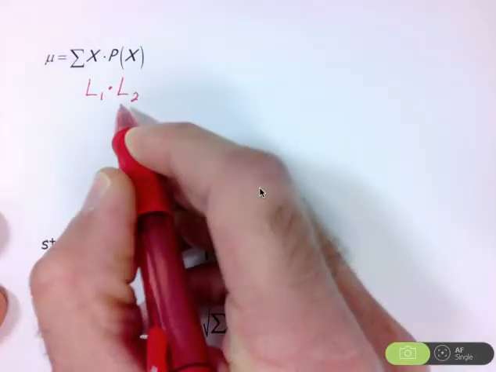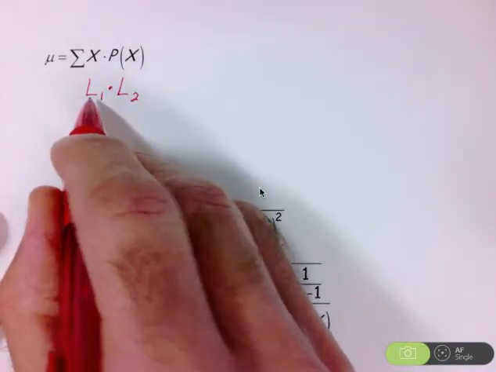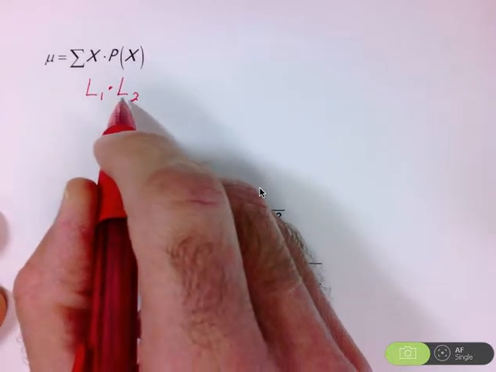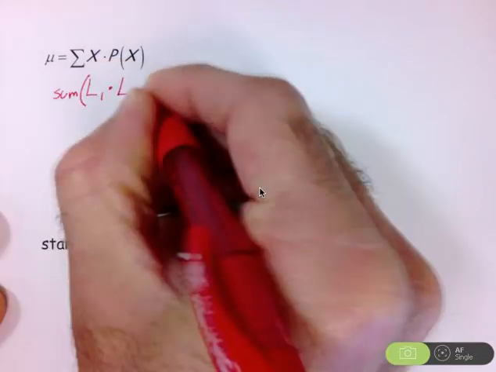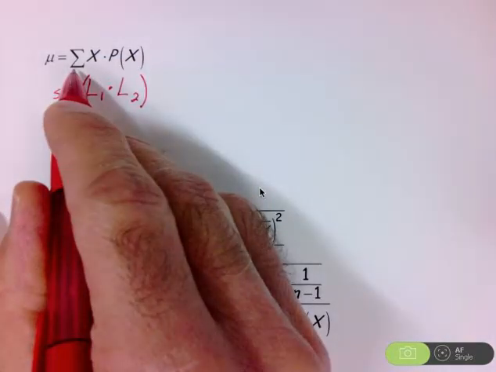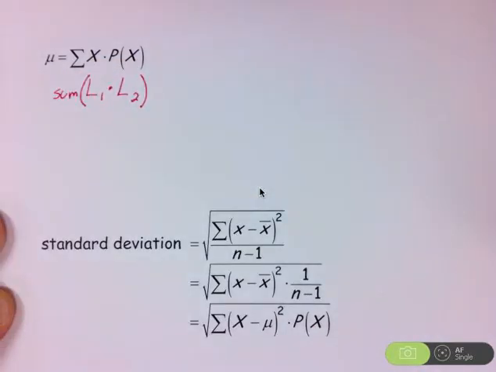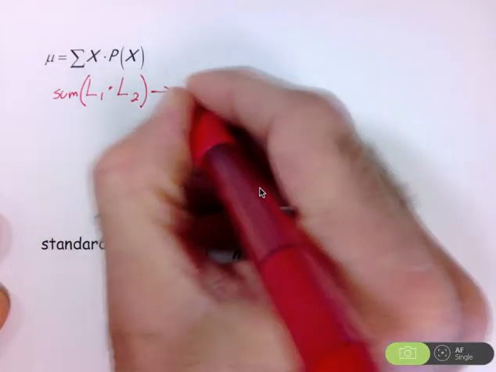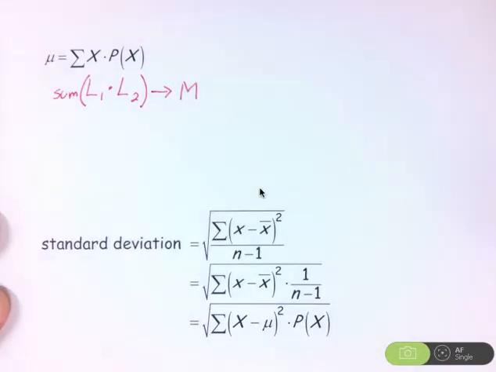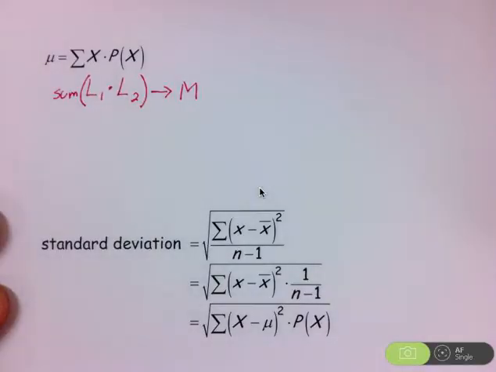So all we really need to do is take list 1 times list 2, and what we need to do then is take the sum of those. That's what the summation notation symbol represents. And we're going to take this and store this into a variable then that we can display. We're going to store it into the letter m for mu. So take a look then.